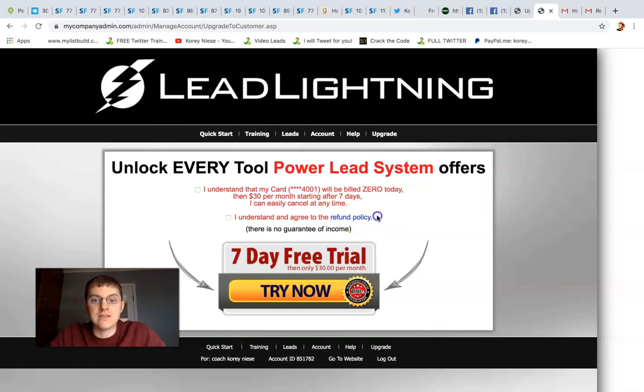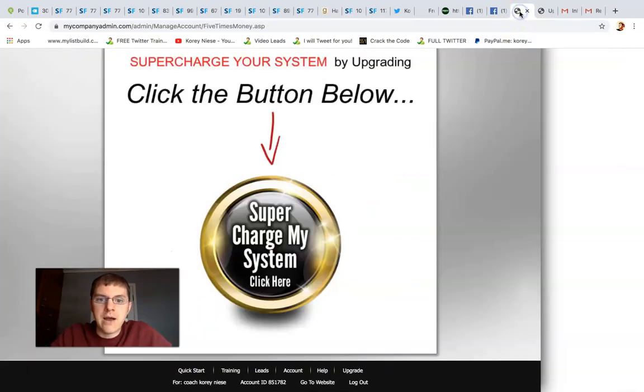Just use common sense here. We have a very fair refund policy, and it also says there's no guarantee of income. So I want to share that as well, the income disclaimer. With anything I'm sharing today, there's no guarantee of income. Your results are always going to vary and are affected by all kinds of different factors.